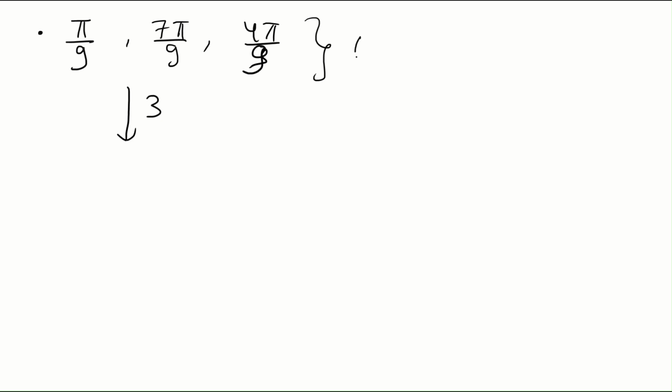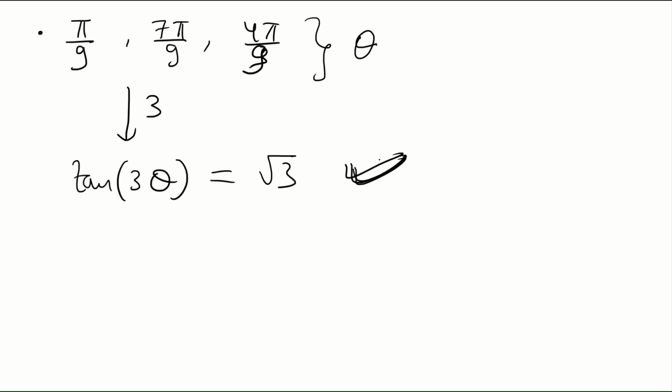So what is going to be the next step? I am dealing with the angles pi over 9, instead of 2 pi over 9 I'll say 7 pi over 9, and the last angle is 4 pi over 9. I will multiply these angles by 3. So if I represent these angles by theta, I'm trying to say that tan of 3 theta equals square root of 3, and this equation is satisfied by all these three angles, right? Tan 3 theta equals square root of 3 is satisfied by all of our three angles. So this is the main idea that we are going to use here: tan of 3 theta equals square root of 3.